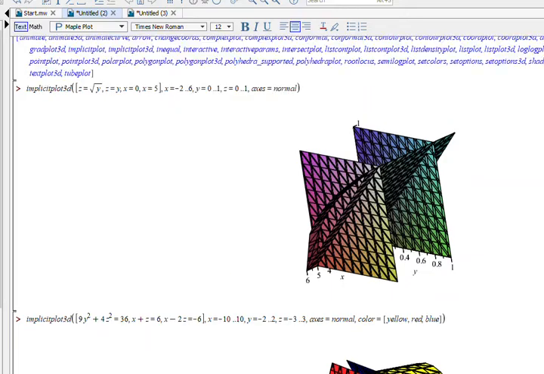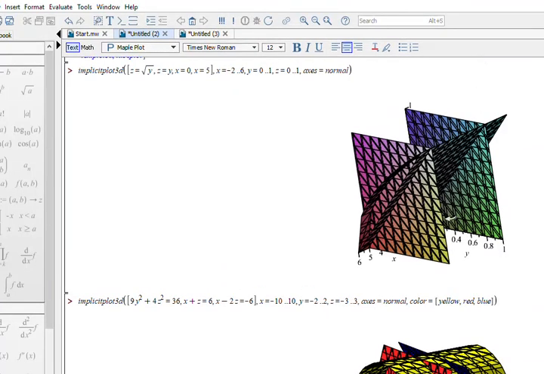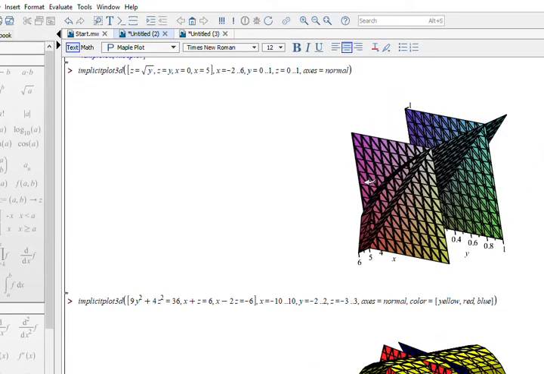Let's see here. Make that a little smaller so you can see the second one. Sorry. Hang on just a second. I'm going to pause here.